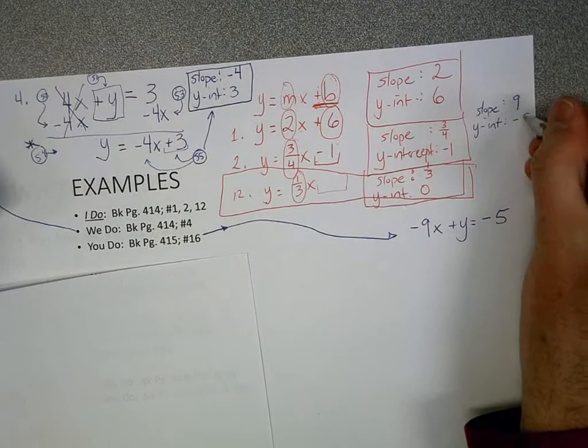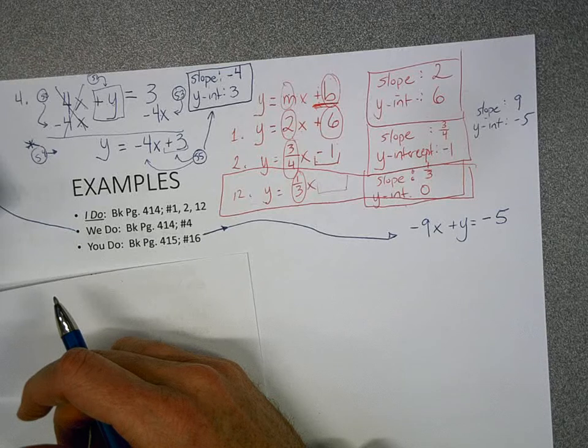-5, agree, disagree with that one. -5. All right, most agreements.